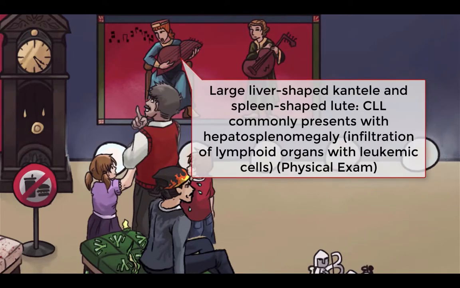Remember, the spleen and liver are lymphoid organs too. Hepatomegaly and splenomegaly, especially, are common presenting features. So get in there and feel around.